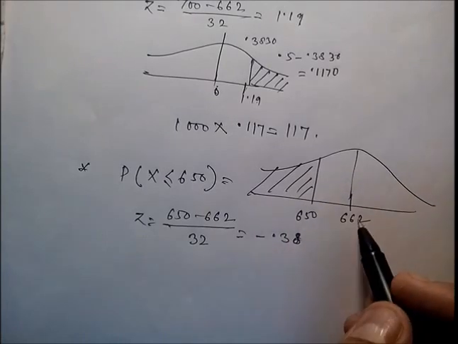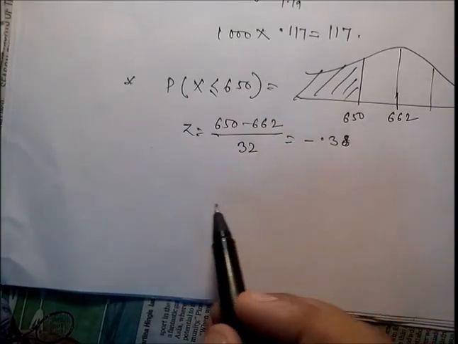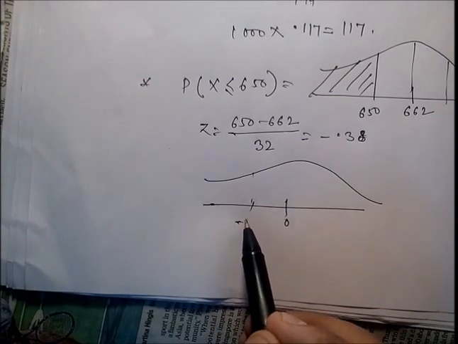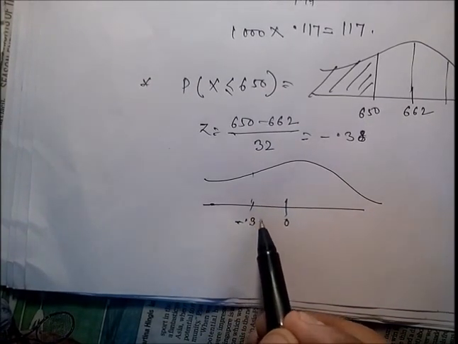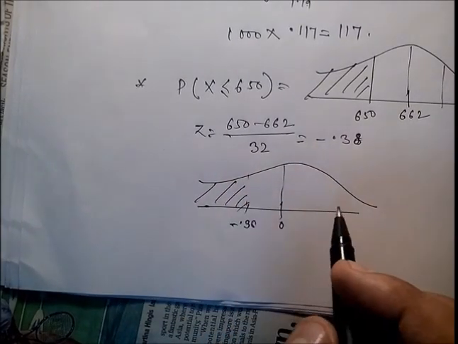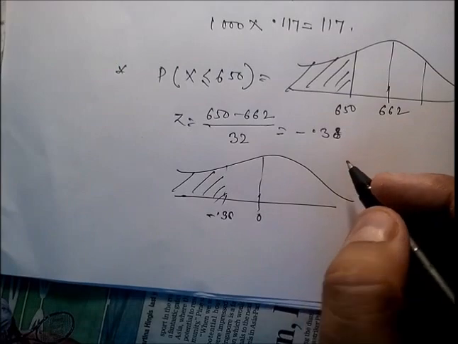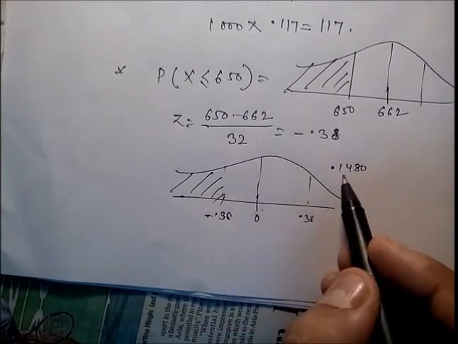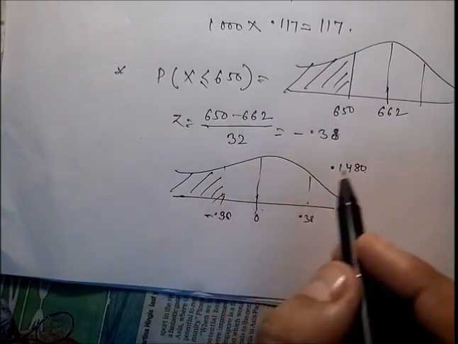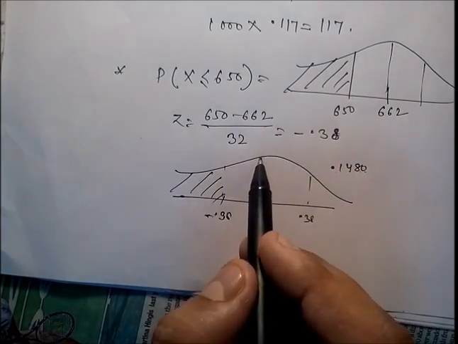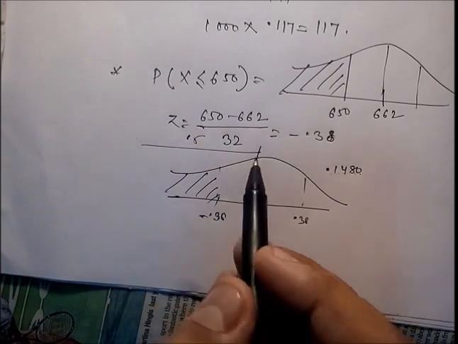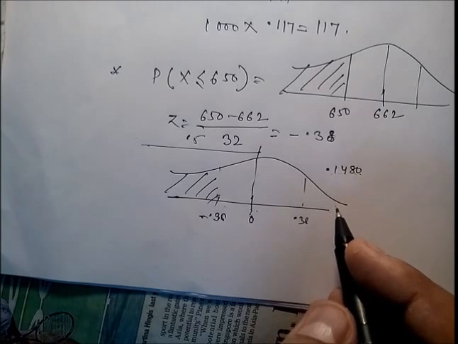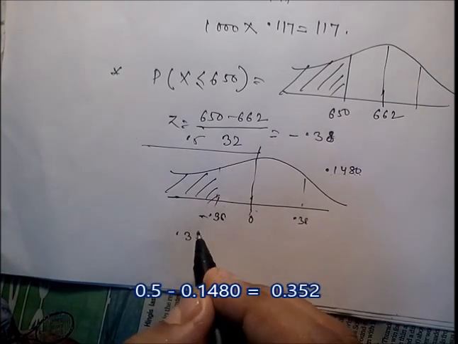Okay, so 0 to 0.38 is 0.1480. We have to identify this particular part. Since it is symmetric, 0 to minus 0.38 is once again 0.1480. The leftmost part is 0.5, so the total is 0.5. We have to subtract 0.1480 from it, and the answer is 0.352.